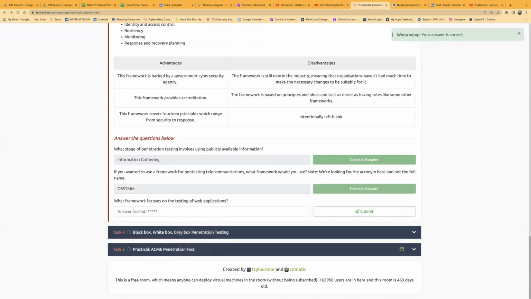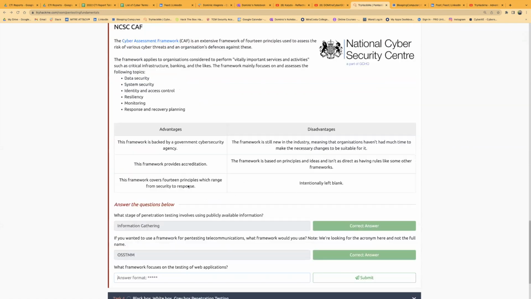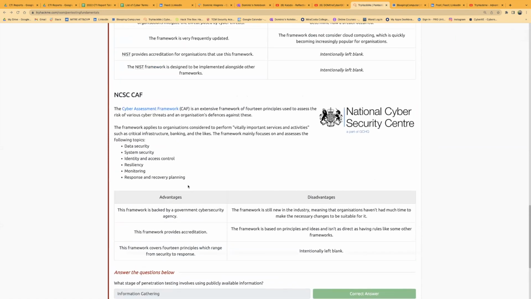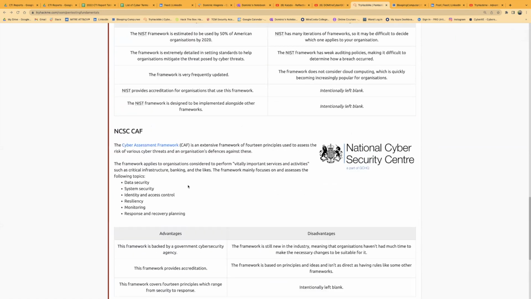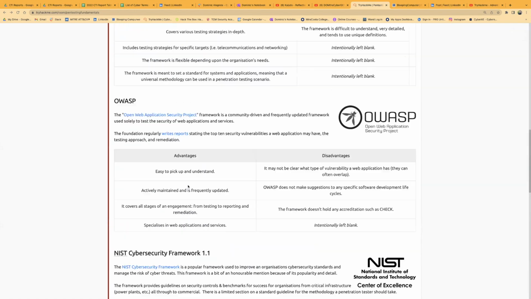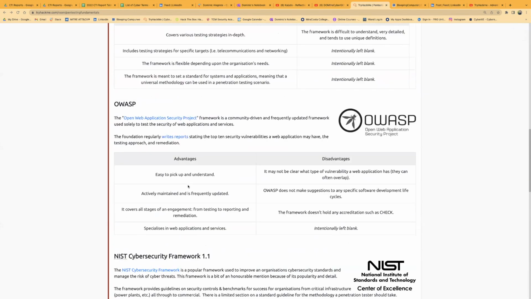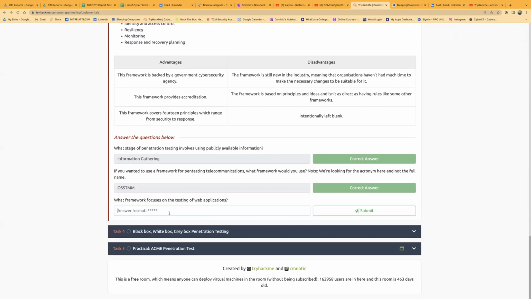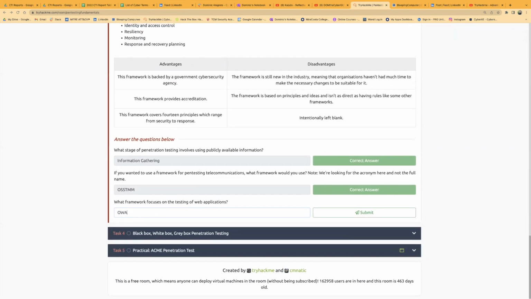Bang. Right. So now, what framework focuses on testing web applications? They also want the acronym for it. So I believe that one is, give me one second. That one's probably either NIST or OWASP. Let me see. There we go. OWASP.